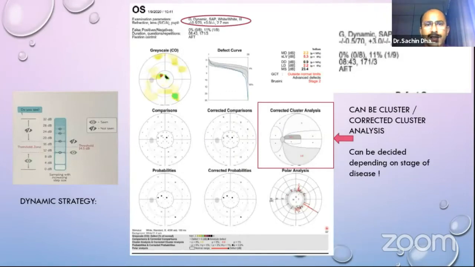Strategy, the dynamic strategy is similar in all respects to the CETA standard strategy. And if you can see here on the right hand side, the examination pattern is given. It is the G, the dynamic, the auto white on white perimetry.